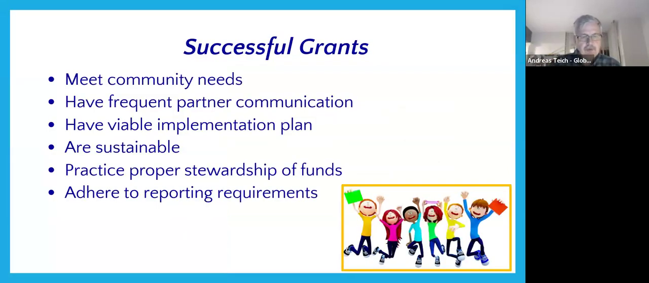So what makes a grant successful? The process, as Cheryl talked about earlier, will meet community needs. There will be a constant conversation between you and your partner. You'll have a viable implementation plan. It's sustainable. You have good stewardship of funds, and you do the reporting requirements. Adhering to them is really critical for making your grant successful. And see those happy people in the corner? Next.